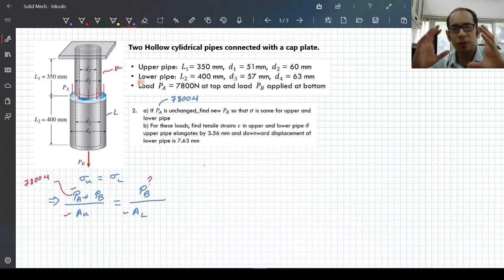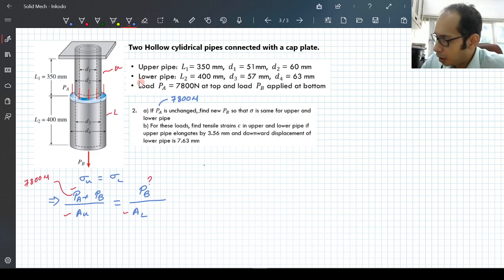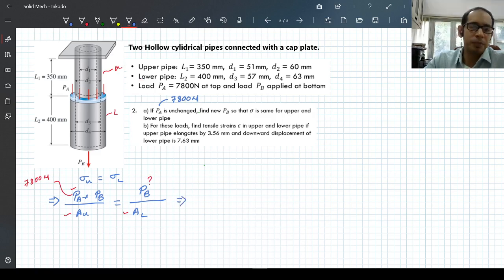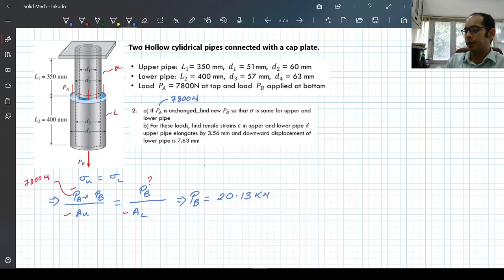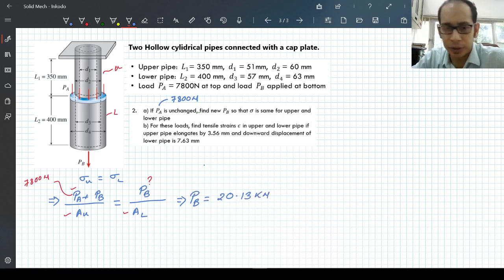Now if you substitute the numbers, your PB comes out to be 220.13 kilonewton, right? So this is what your PB comes out to be. So that solves this particular question.